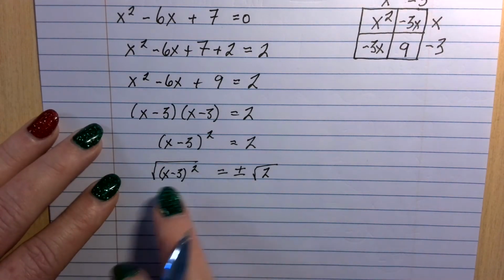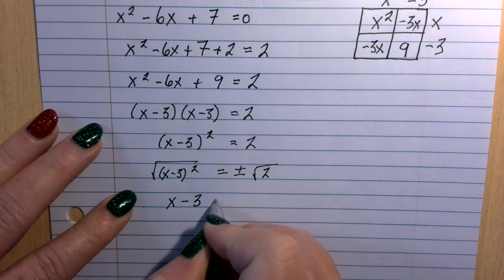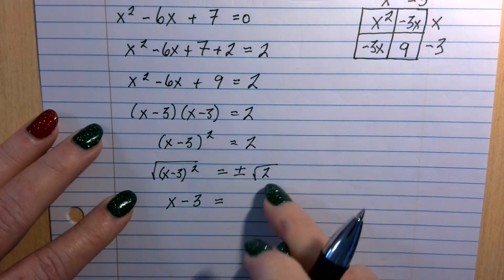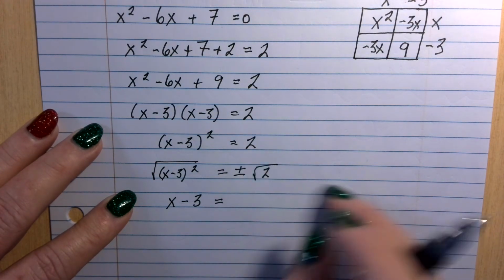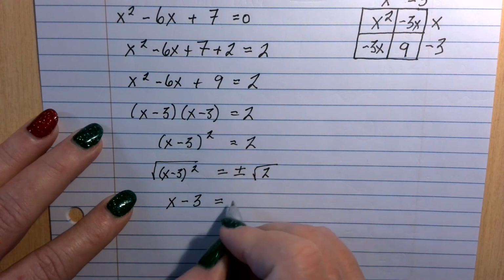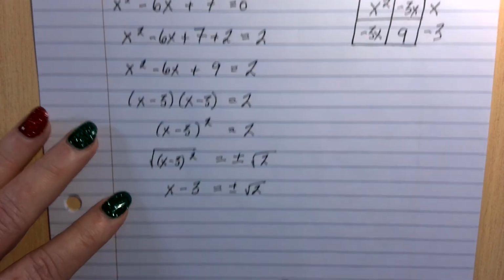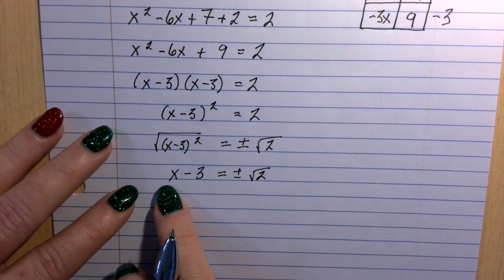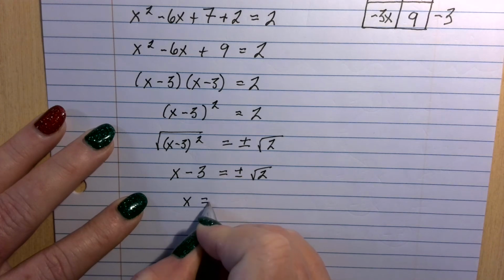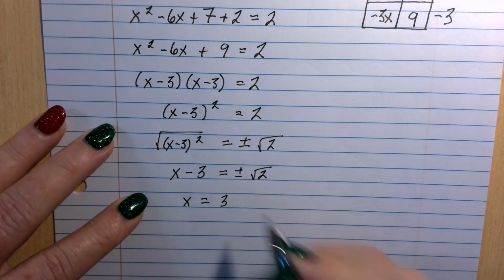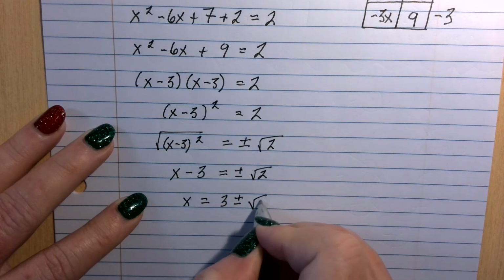When I take the square root over here, I'm left with x minus 3 equals, now this is an irrational number. So if you put this in your calculator, you're going to get a big long non-repeating decimal. So I'm going to leave it plus or minus root 2. Now if I'm going to solve this for x, I have to add 3 to both sides. So x equals, adding 3, positive 3 plus or minus square root of 2.